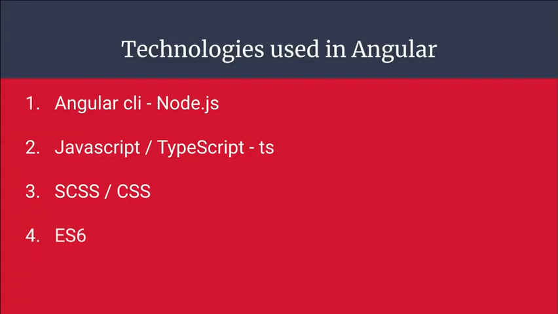Then Angular has ES6 feature support, but most of the browsers don't support ES6. So internally Angular CLI converts the ES6 features into ES5. Then Jasmine, Karma and Protractor. All these are testing frameworks used in Angular. In this tutorial series, we are not going to see Jasmine, Karma and Protractor. We'll cover this part in a separate video series.